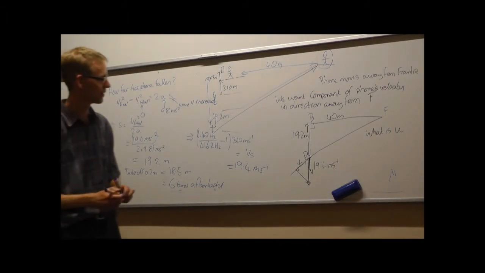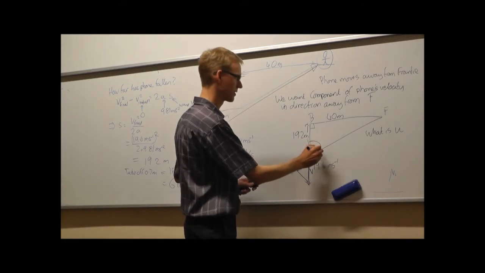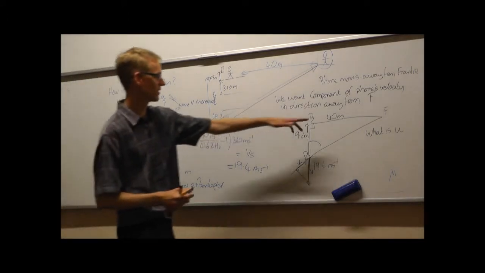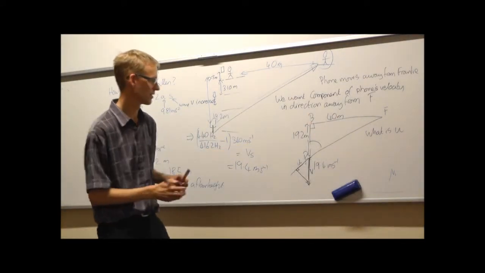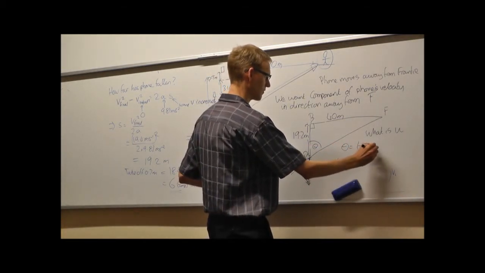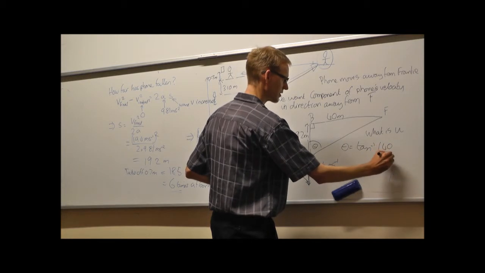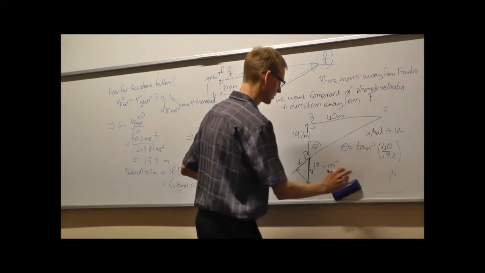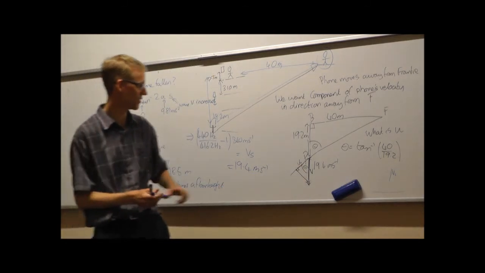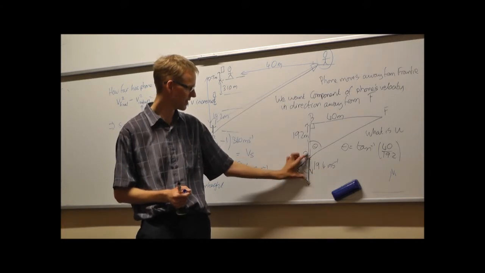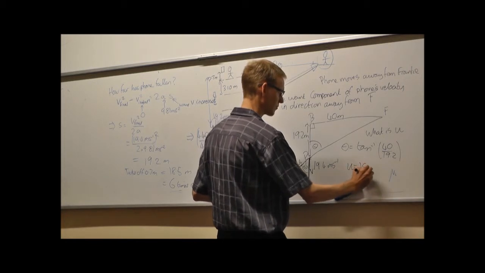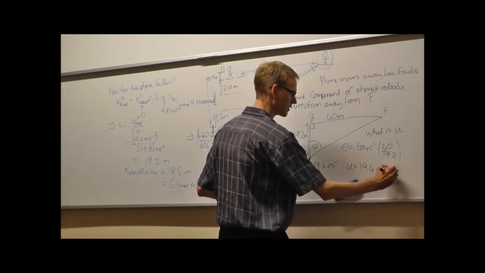Therefore, my angle in here I should be able to work out as the inverse tangent of that over that. So theta equals inverse tan of 40 over 19.2. That angle is going to be the same as that angle. Therefore, what I want is this cosine that angle. So U equals 19.4 cosine theta.